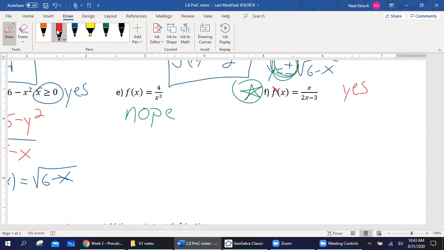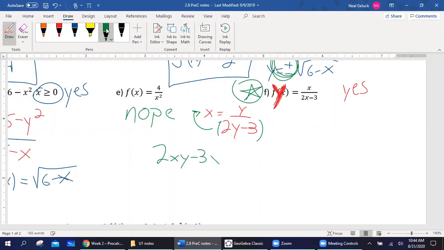So it is one-to-one. So that does mean I can find an inverse. Now, following the same logic as I've been doing, call it y, switch your x and y. Now it's x equals y over 2y minus 3. Now, the issue with this problem is that y is in two different spots. I can get it to one spot, but it's going to take a little bit of work. First thing I'm going to do is multiply the 2y minus 3 over here. If I do that, that's going to be 2xy minus 3x equals y.